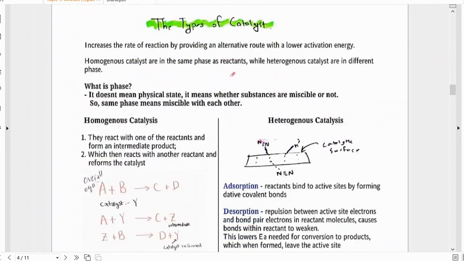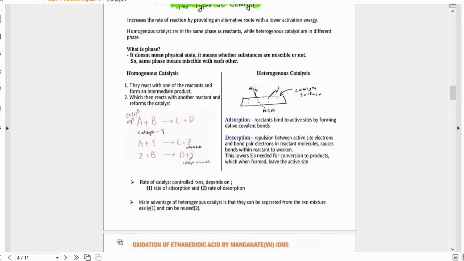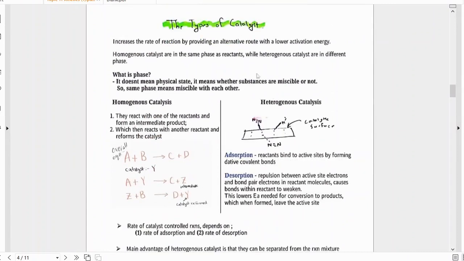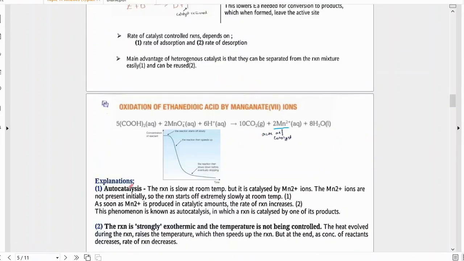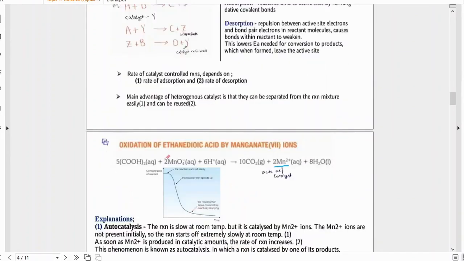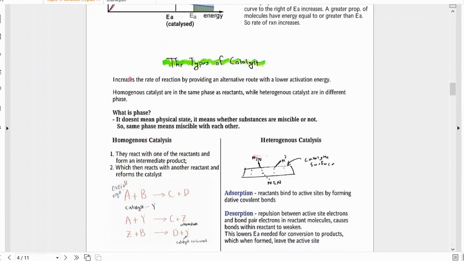Now, types of catalyst. You may have read this in some capacity in unit 2, but this is mainly for unit 4 and unit 5. Basically, there are three types of catalysts, and to make it easy for you, first is homogeneous catalyst, second is heterogeneous catalyst, and third is autocatalyst. We'll read this later. So homogeneous catalyst, first: basically a catalyst increases the rate of reaction by providing an alternative route with a lower activation energy.